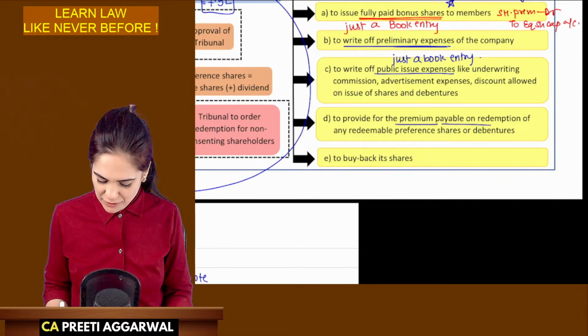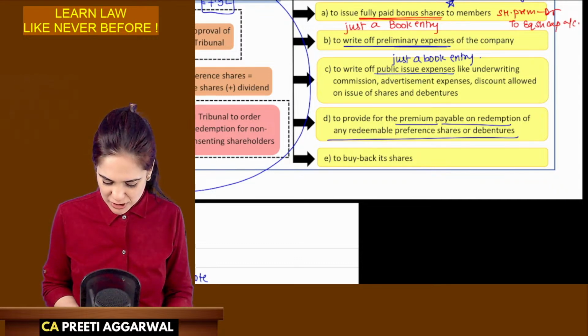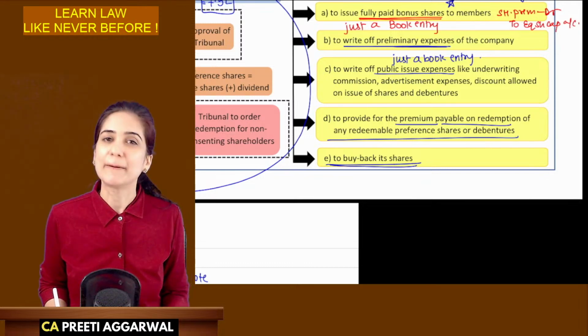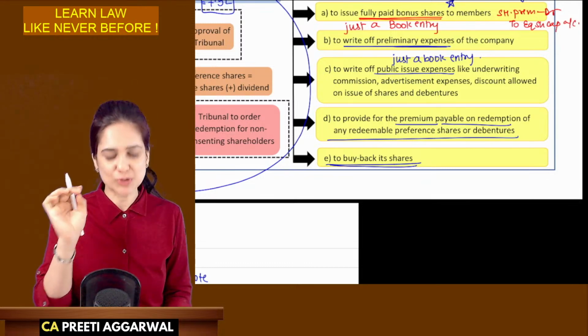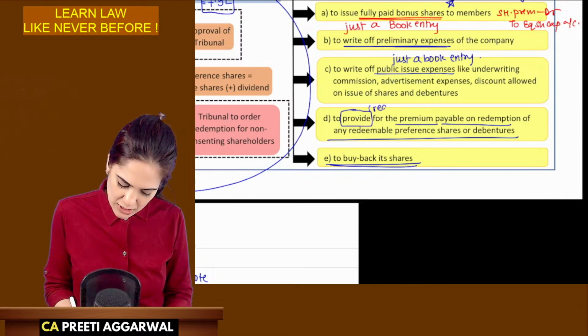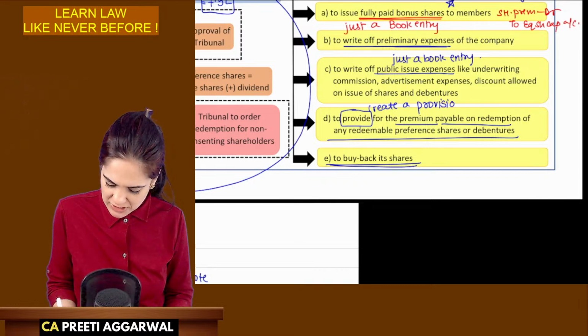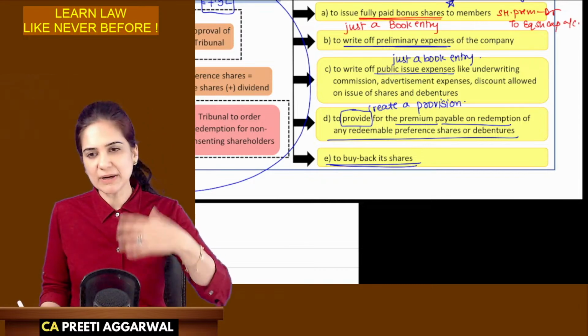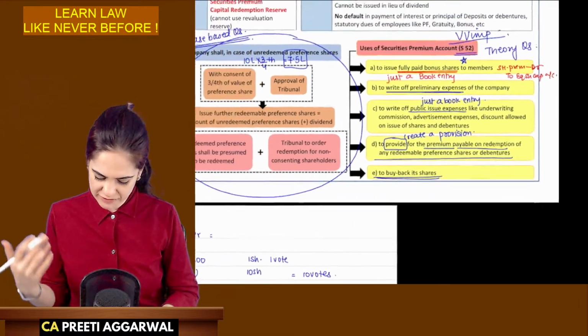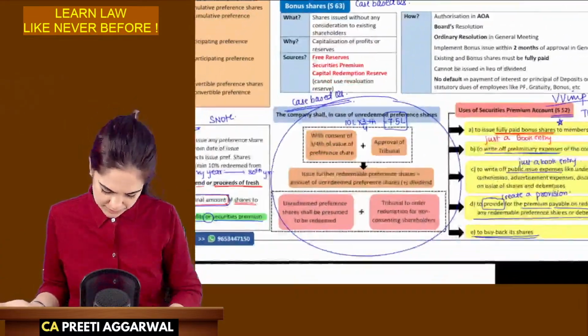Premium payable on redemption of redeemable preference shares or debentures, and it is also used for buyback. It is one of the sources of buyback. The word provide here means that you need to create a provision. Okay, we will create a provision from the securities premium account for the payment of premium payable at the time of redemption of redeemable preference shares or debentures.